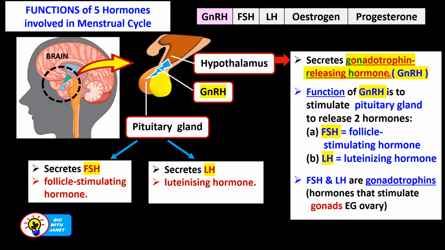So the hypothalamus releases gonadotrophin releasing hormone. This hormone is to stimulate the release of FSH and LH from the pituitary gland. So the function of GnRH is to stimulate the pituitary gland to release 2 hormones, FSH, which is follicle stimulating hormone, and LH, which is luteinizing hormone. And this will be transported by blood to the gonads, such as the ovary and testes, where it will carry out its function.